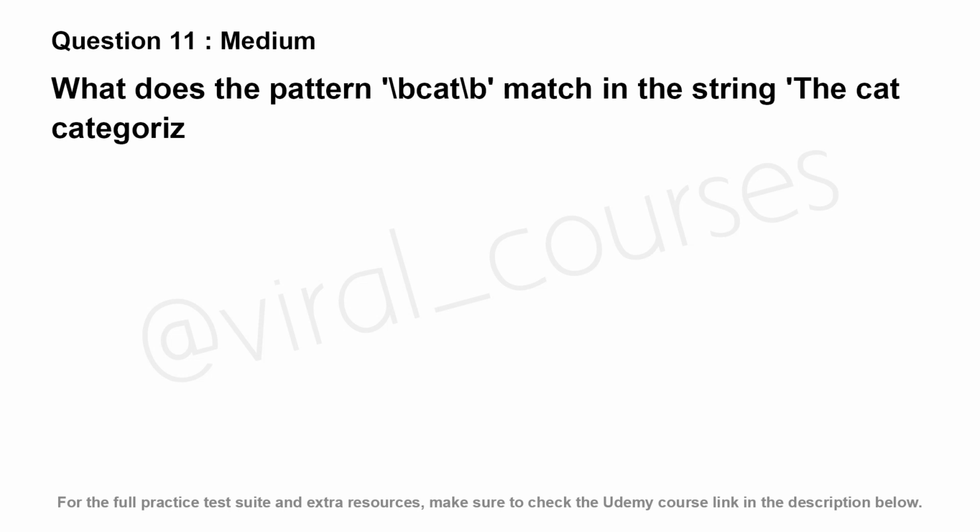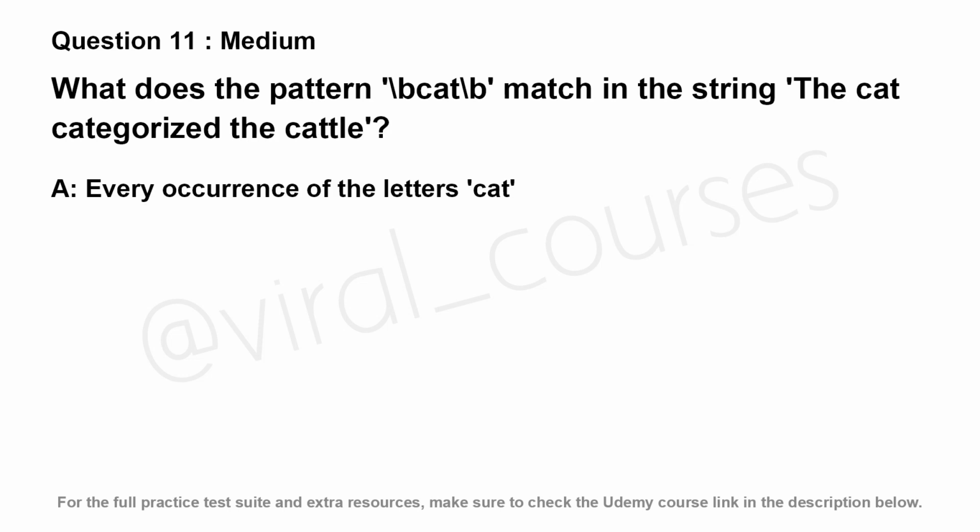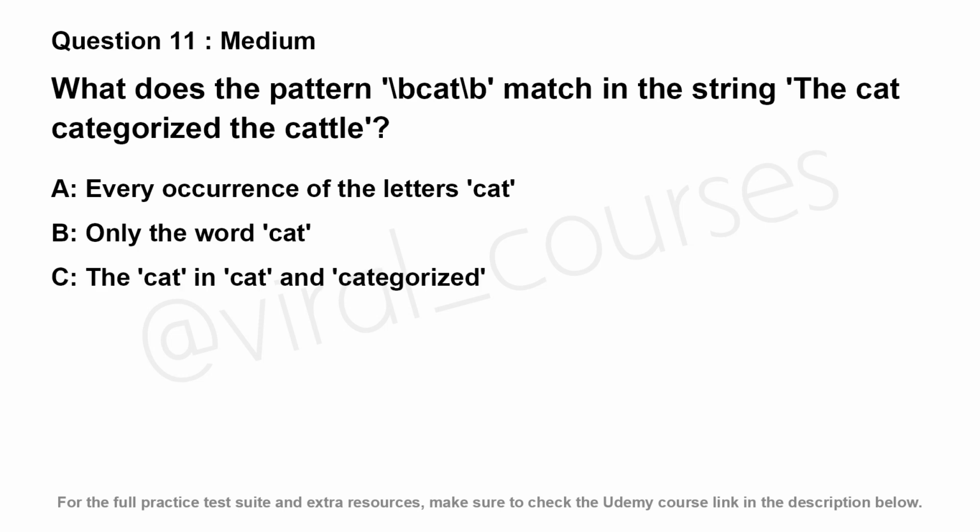What does the pattern \bcat\b match in the string "the cat categorized the cattle"? Option A, every occurrence of the letters cat. Option B, only the word cat. Option C, the cat in cat and categorized. Option D, nothing. It is an invalid pattern.